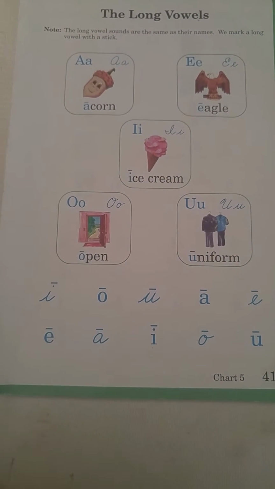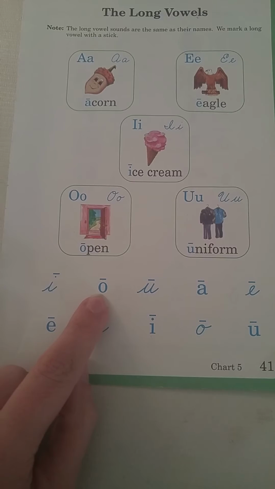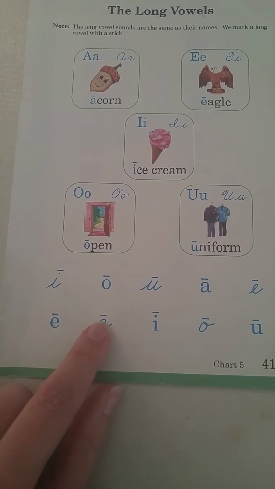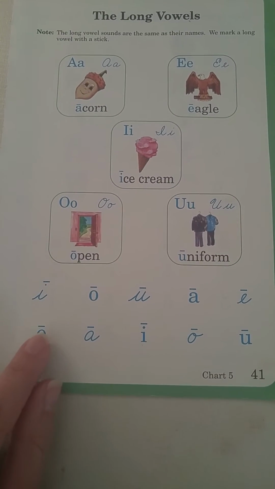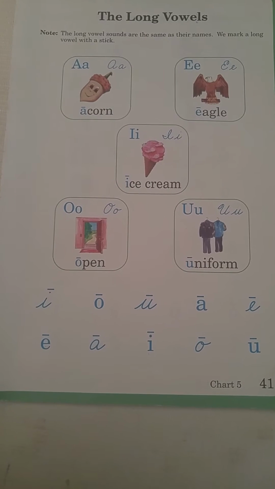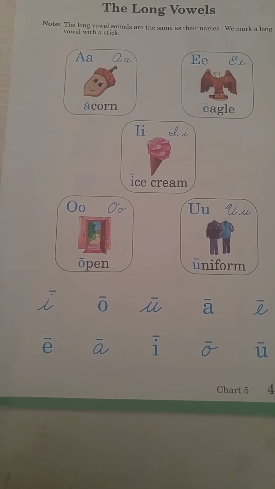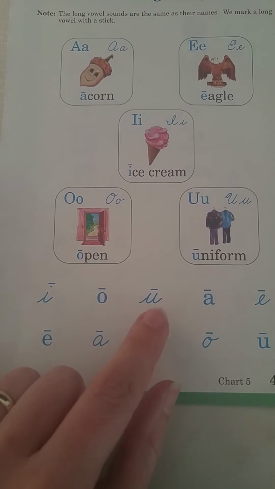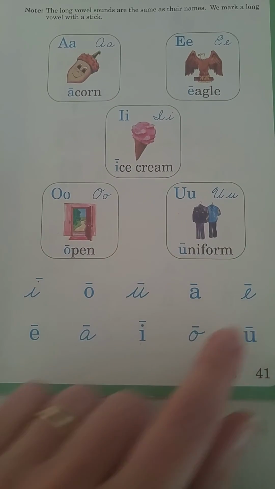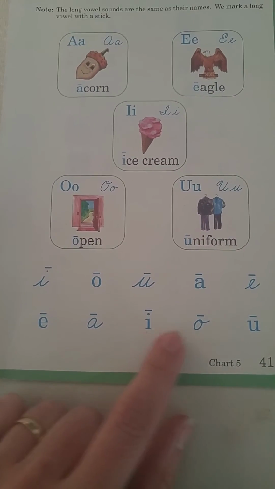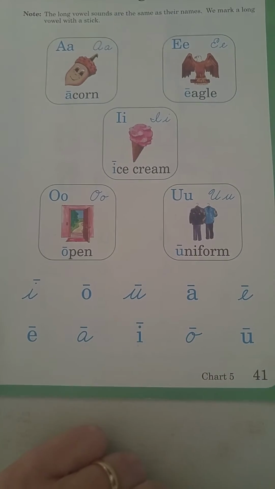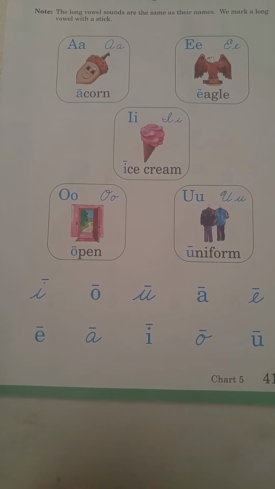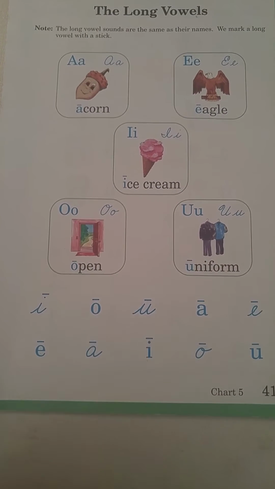So now we see some vowels down here. Some are in cursive, some are in print. And you see a long stick over top of each one of these vowels. That means the vowels are long and they're going to say their long sound. The long sound of the vowels, they just say their name. So I, O, U, A, E, E, A, I, O, U. You want to practice that when you see a vowel with a stick over it. It's going to say its long sound.